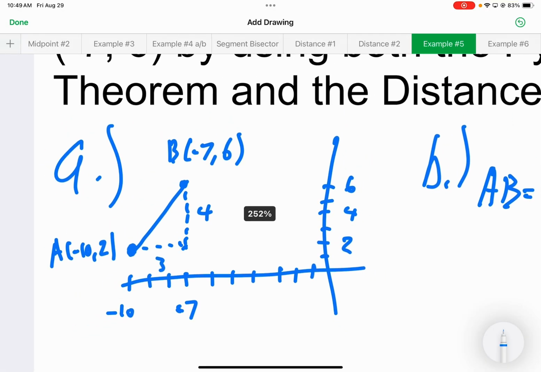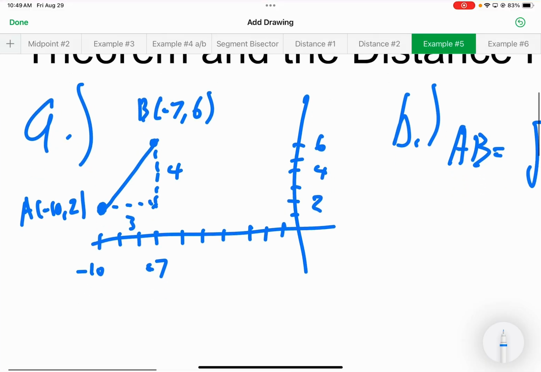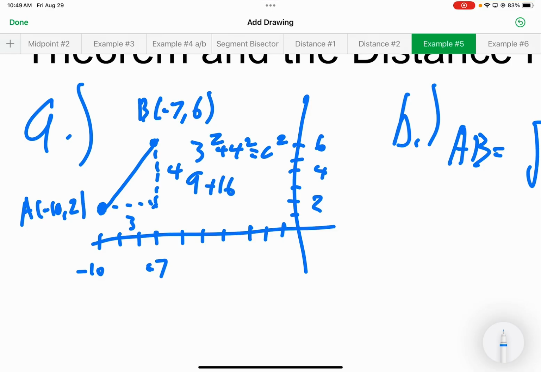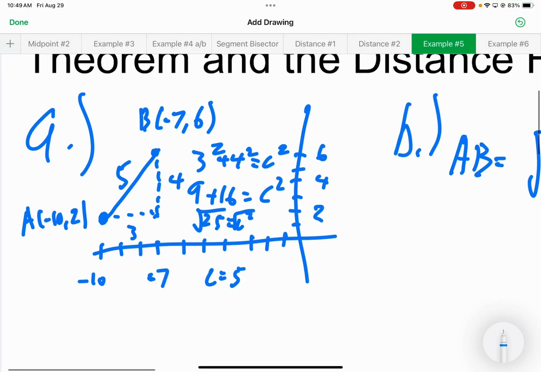But either way, if you didn't realize it was a 3, 4, 5 triangle, then your next step is to just do 3 squared plus 4 squared equals c squared. Play that whole game, and then you would get 9 plus 16 equals c squared. 25 equals c squared. Take square root of both sides. What's the square root of 25? Bet your bottom dollar it is. So then 5 is the length of your hypotenuse, okay?